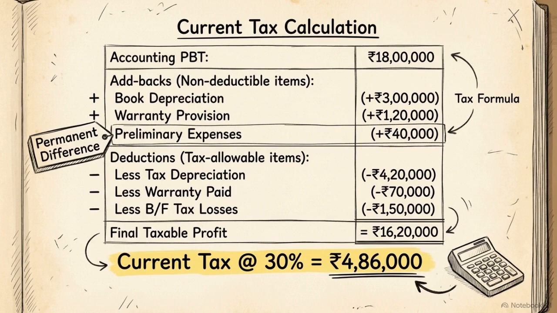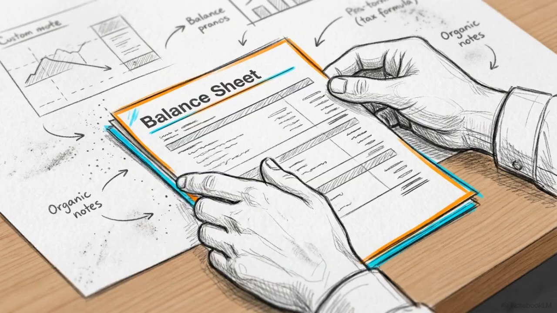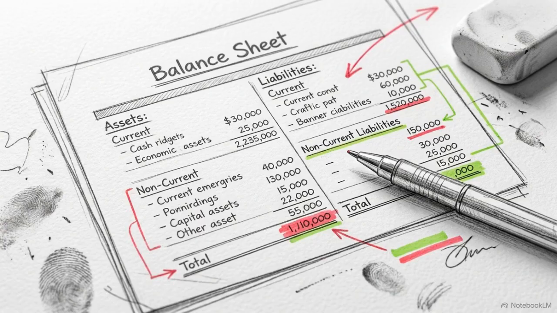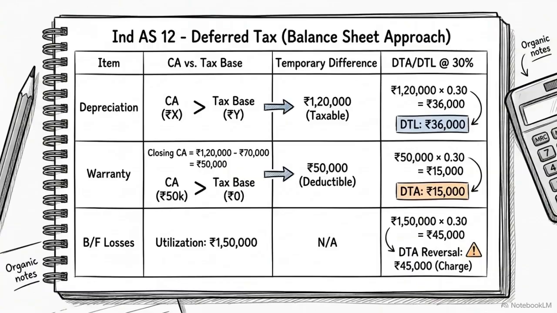This leaves a final taxable profit of 16,20,000 rupees. At a 30% tax rate, the current tax payable for the period is 4,86,000 rupees. Having determined the immediate tax liability, we can now shift our focus to the future tax consequences residing on the balance sheet. The second phase uses the balance sheet approach.